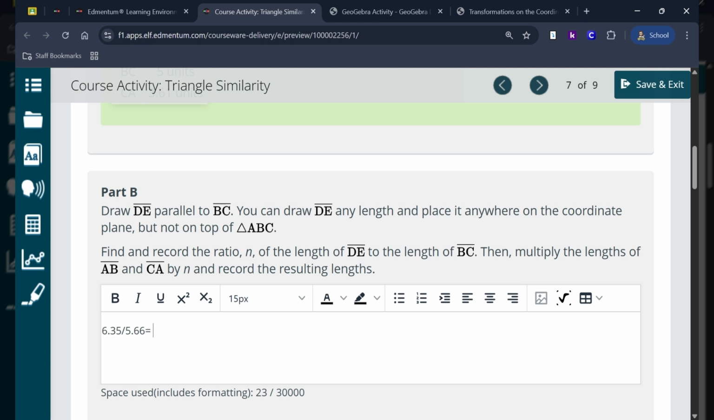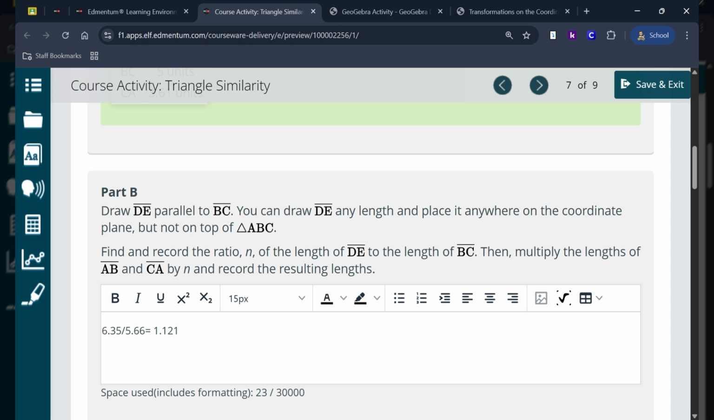All right, so for this, I got 1.219, a big decimal number. So for this one, I'm just going to go ahead and round it to 1.121. And we'll just go with that right there. And so that right there is going to be the ratio. Then multiply the lengths of AB and CA by N and record the resulting lengths.